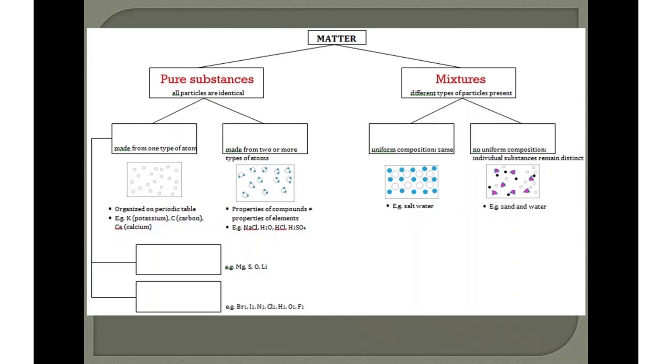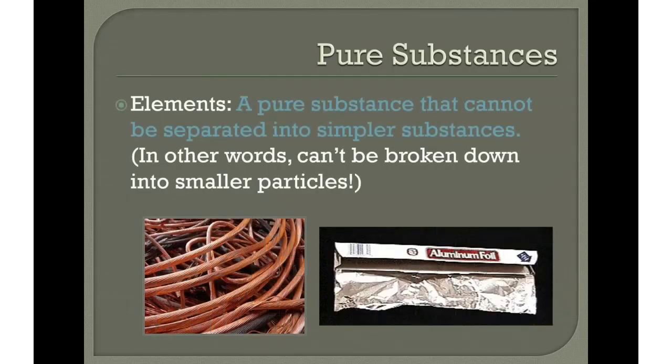Let's take a look at the pure substances first. We can further classify pure substances as elements and compounds. But first, let's take a look at elements. Elements are made from one type of atom. Elements are a pure substance that cannot be separated into simpler substances. In other words, it can't be broken down into smaller particles.